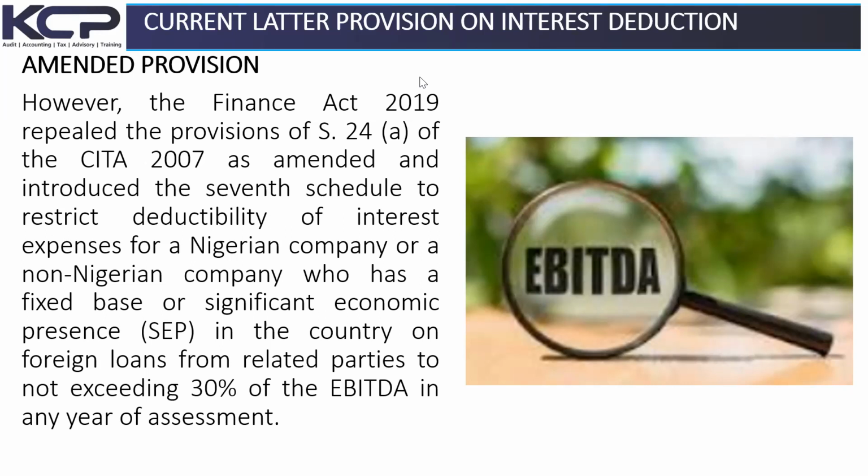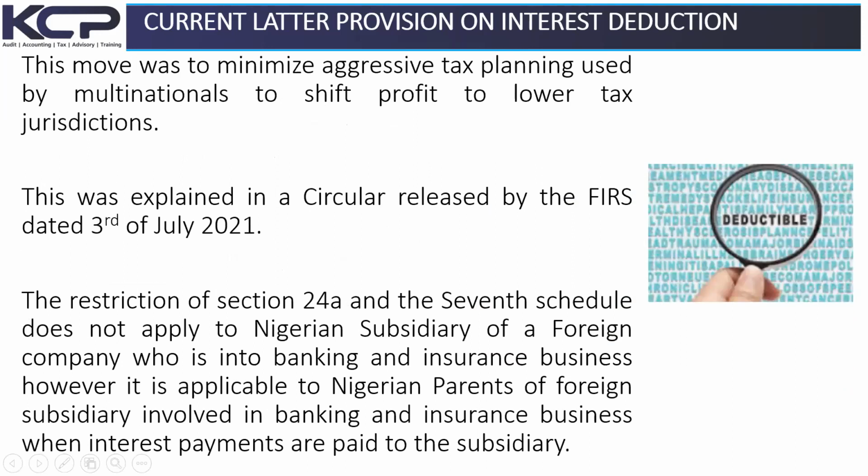If the loan is not obtained from a related party, the 3rd Schedule will still be very effective and applicable. But if the loan is obtained from a foreign source, and that foreign source is related to the Nigerian entity, then the 7th Schedule will be applied. This move was to minimize the aggressive tax planning used by multinationals, which they have been using to shift profit that could have been taxable from one region to another region where they could have had the tax advantage.